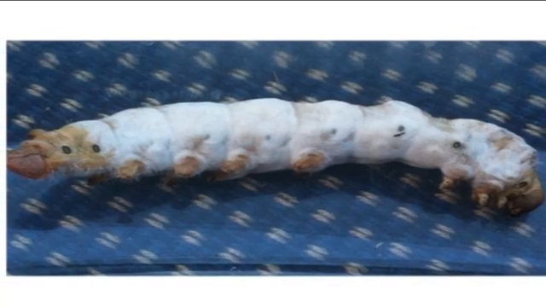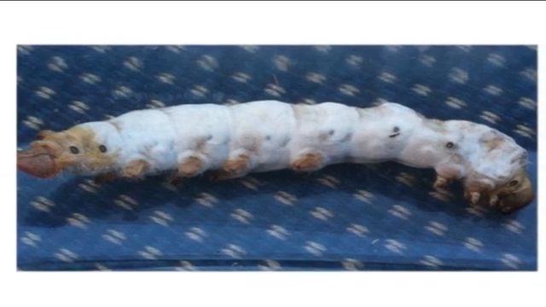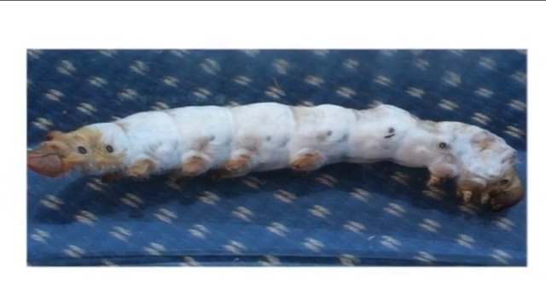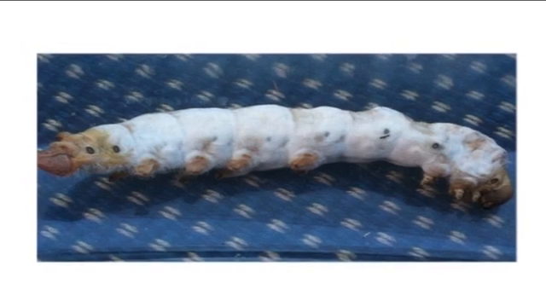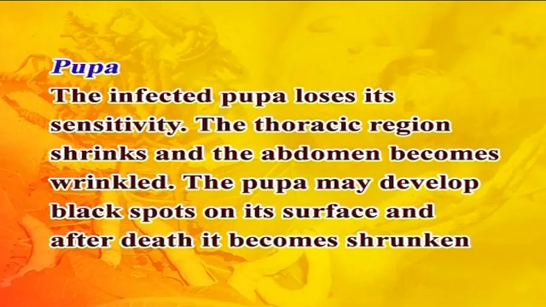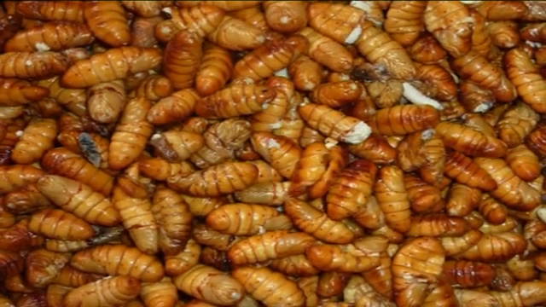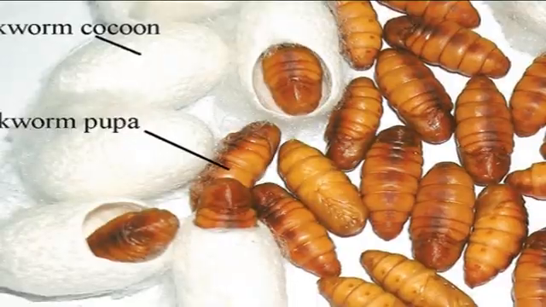The dead larvae gradually become harder and finally hard and mummified. The entire body except the head becomes covered with white powdery conidia and the larvae look like a dry white stick. Pupa: the infected pupa loses its sensitivity. The thoracic region shrinks and the abdomen becomes wrinkled. The pupa may develop black spots on its surface and after death it becomes shrunken and the fungus is seen coming out through the intersegmental region as the pupa mummifies.